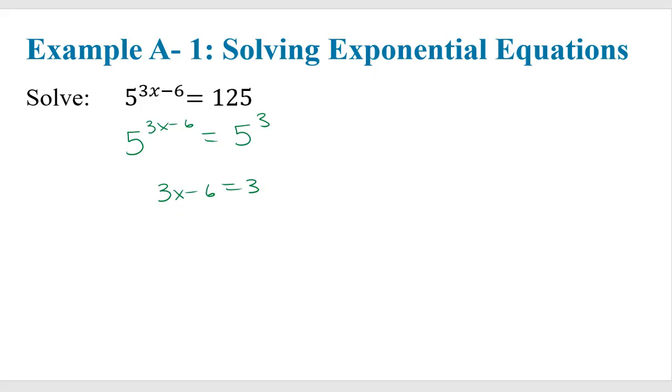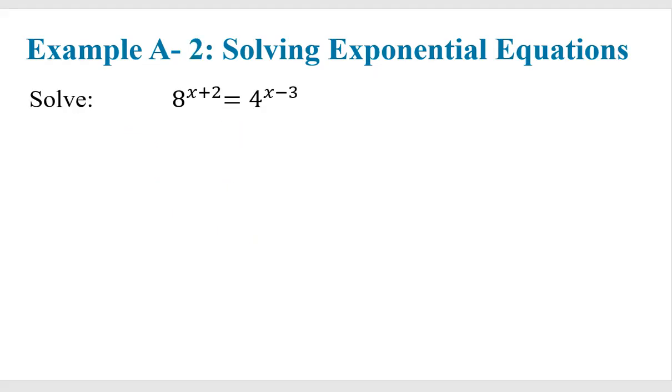And now all I have left to do is to solve that simple linear equation. So I add 6 to both sides. I get 3x equals 9, which gives me an answer of x equals 3. Again, as always, make sure that you plug that back in and check it to make sure that it works. If you plug in the 3, you would get 9 minus 6 is your power, which would be the power of 3. So 5 to the third power is 125. It does check out, so then I can put a box around my answer. So always make sure you're checking your work when you finish these problems.